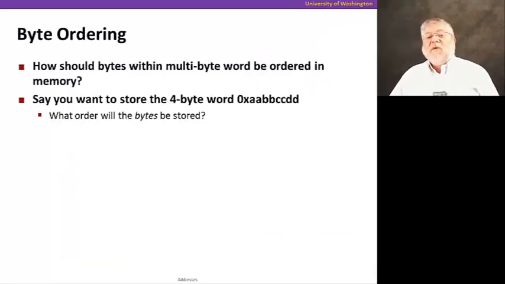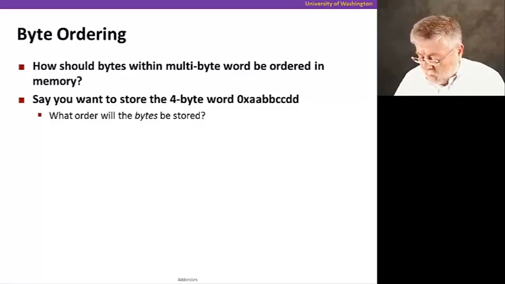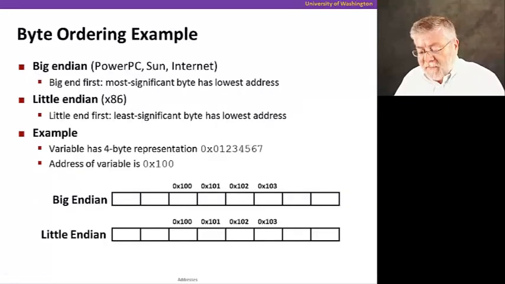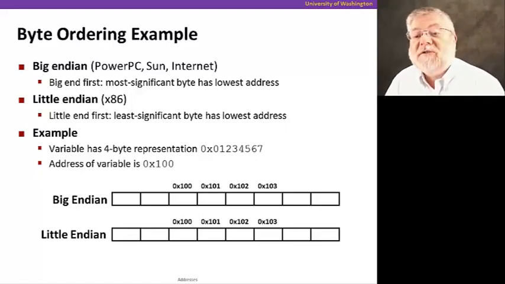All right, the next question is, how do we order the bytes within a word? There's actually 2 ways to do that. One way is what's called big endian, and the other is little endian. The names for these 2 different conventions come from Gulliver's Travels. You can read about this in the textbook by Bryant and O'Hallaron that we're using as a reference text for this class. But basically, the idea is that in a big endian notation, the most significant byte of the number goes to the lowest address. And in the little endian notation, the least significant byte goes to the lowest address.